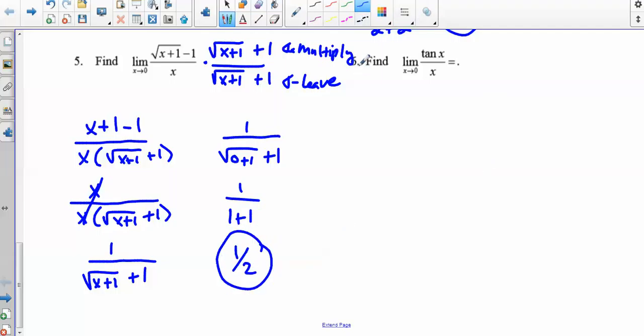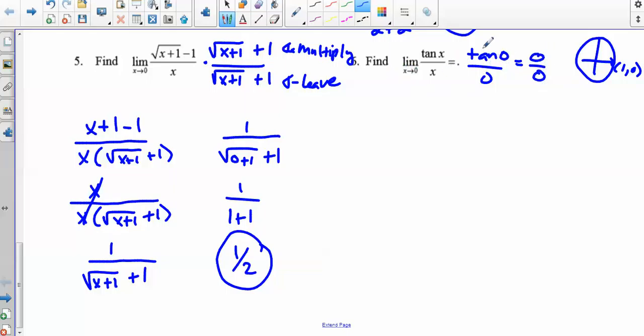And in problem 6, if I were to substitute the 0 in, I get the tangent of 0 over 0. Remember on your unit circle, tangent is y over x, and so this point right here is (1, 0). So y over x gives me 0 over 1, which is 0. Tangent of 0 is 0. So this is 0 over 0, which means direct substitution doesn't work. I need to do something to fix this.